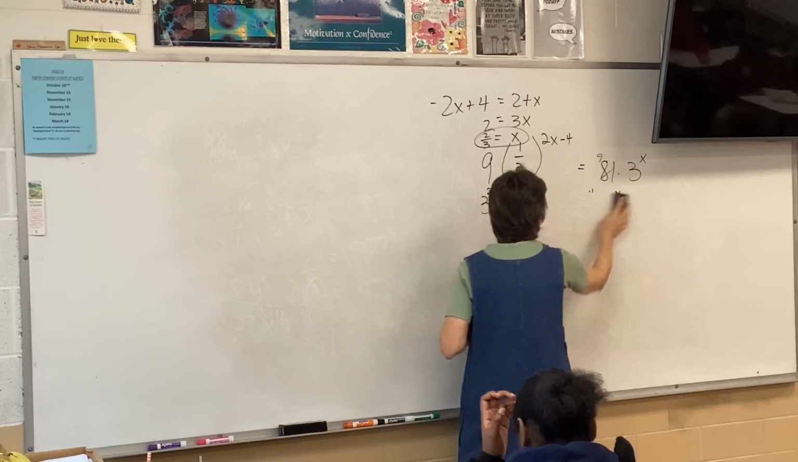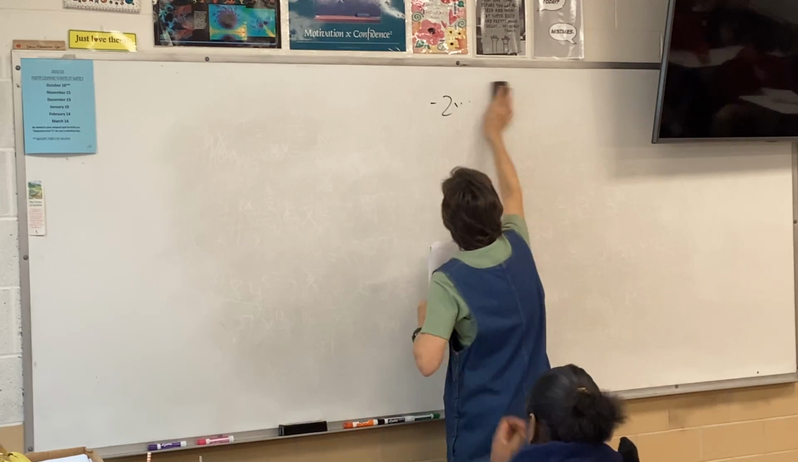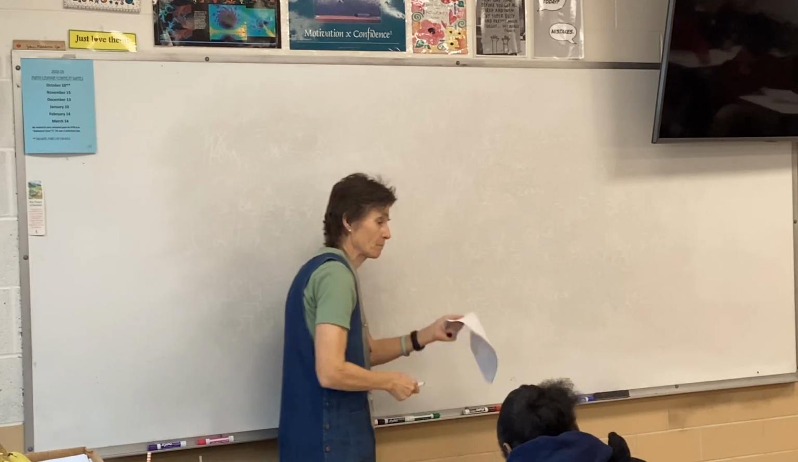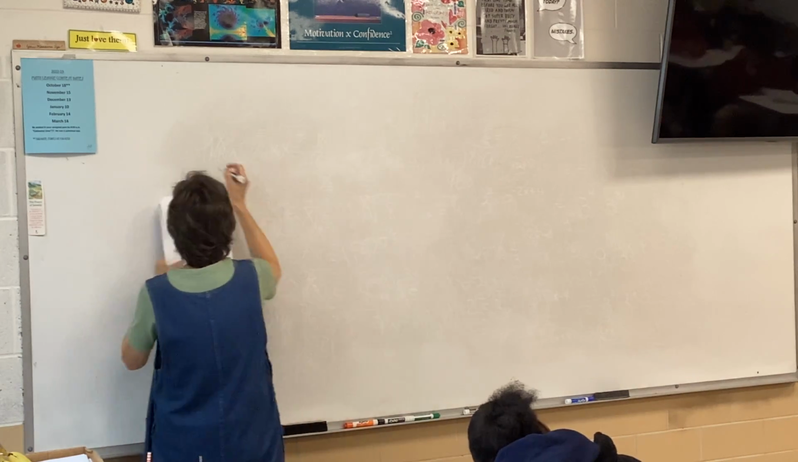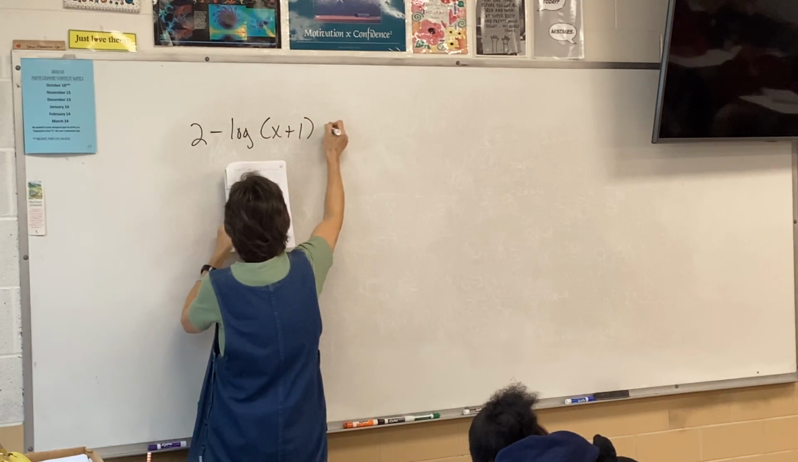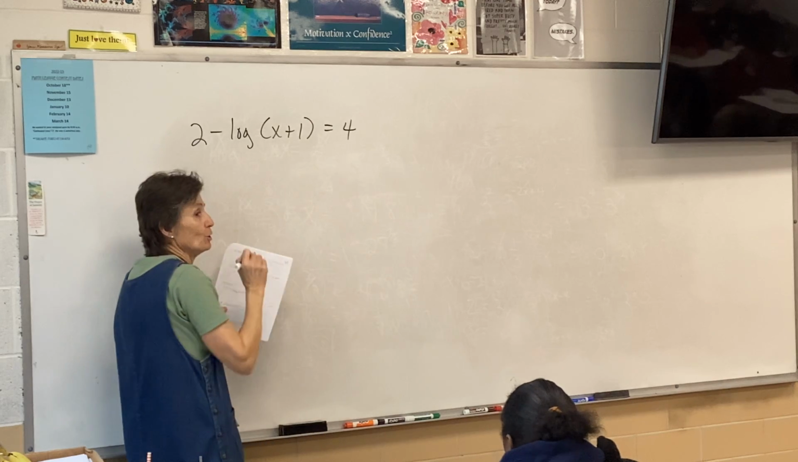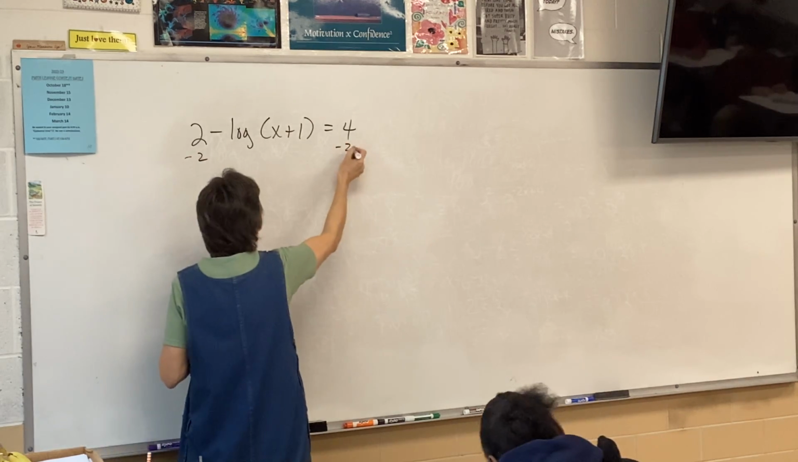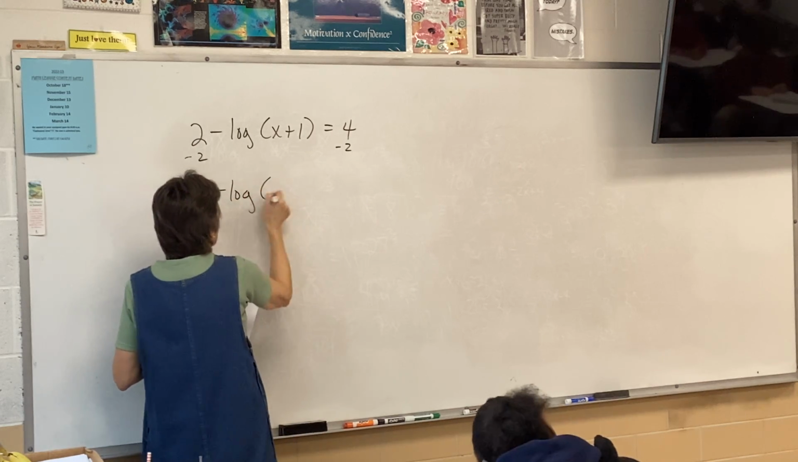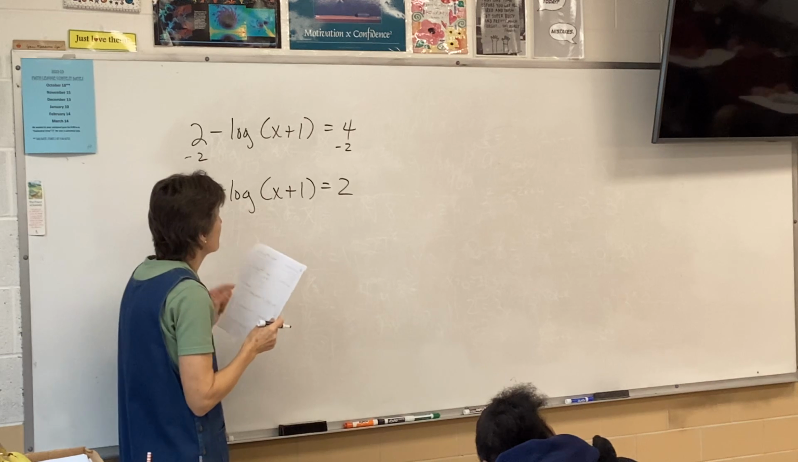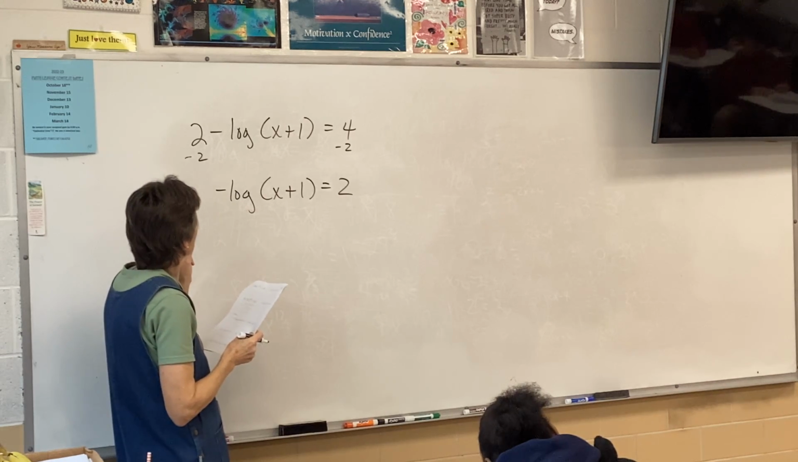Anybody have an idea? How to start? Lawrence? I think that's a wonderful idea. So we can't move this until the logarithm is by itself. So we'll get rid of the 2. We make it a positive 2. And negative 2. Like, we divide by -1.